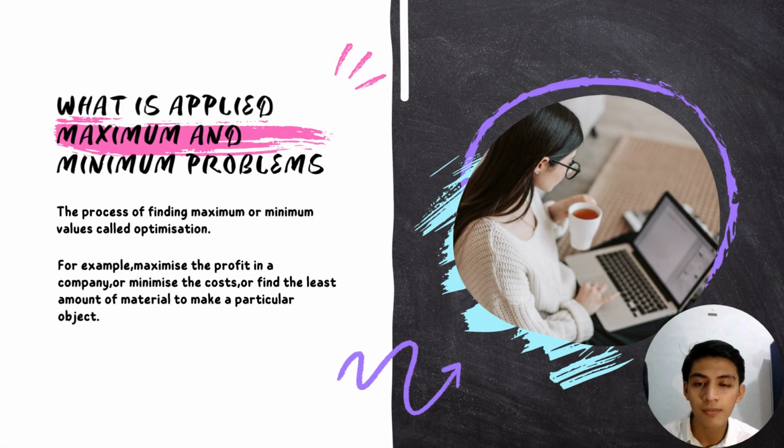What are applied maximum and minimum problems? The process of finding maximum or minimum values is called optimization. For example, maximize the profit in a company, or minimize the cost, or find the least amount of material to make a particular object.